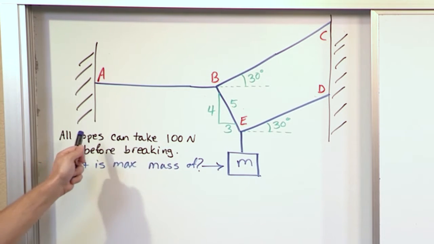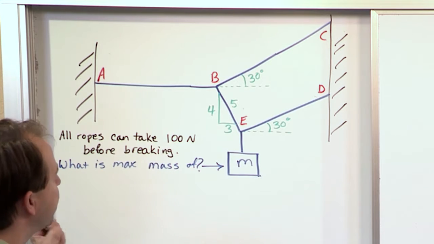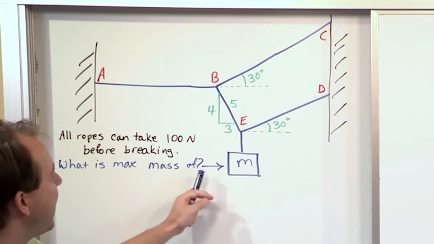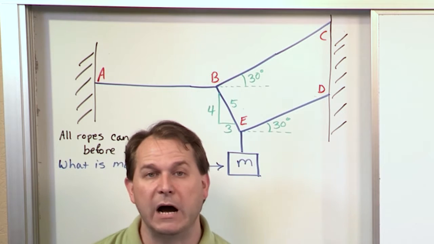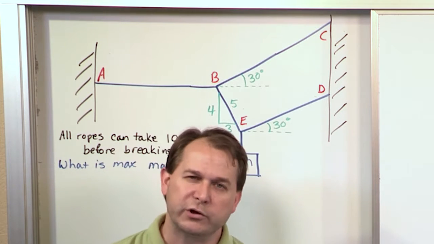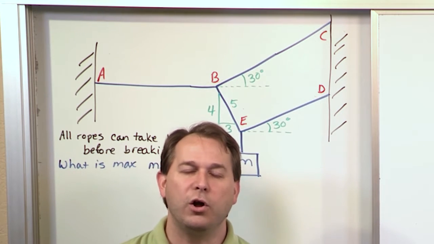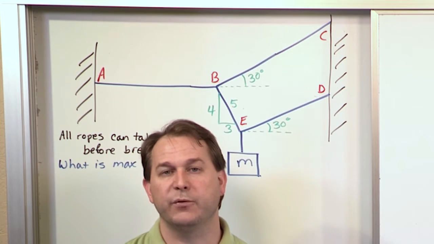So it tells us all ropes can take 100 newtons before breaking. What is the maximum mass of this box M that's hanging there? So the critical piece of information is that all of these ropes can take 100 newtons before snapping.